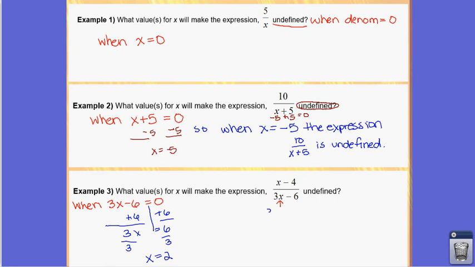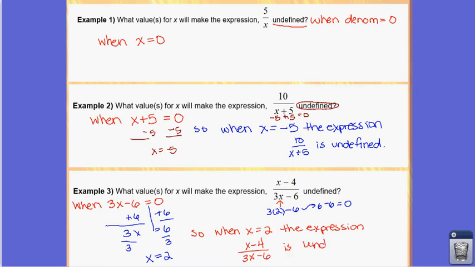So let's see what happens. If I plug in 2 for x, my denominator ends up being 6 minus 6, which is 0. We cannot have that. So when x is equal to 2, the expression x minus 4 over 3x minus 6 is considered undefined. It has no value due to a denominator of 0. Again, I can have x in this expression be any other real number except for 2, because 0 is the only number we can never divide by.